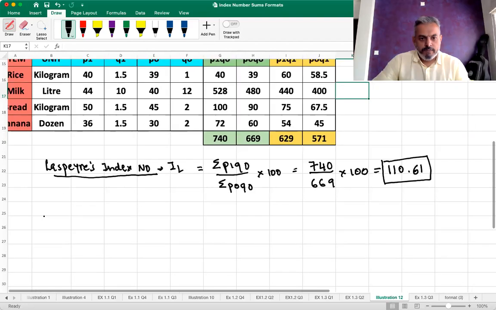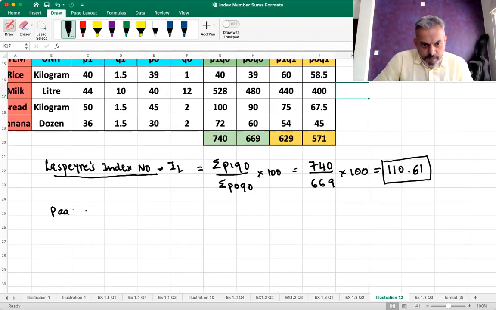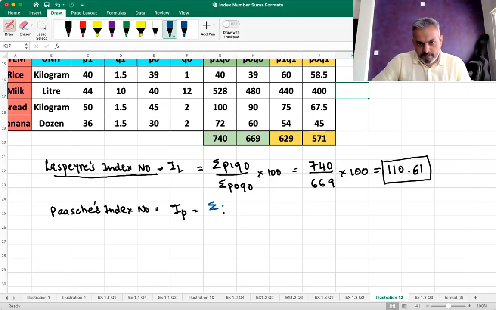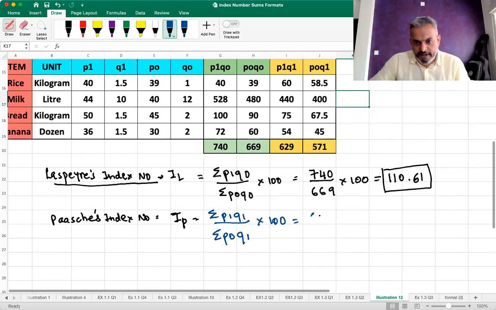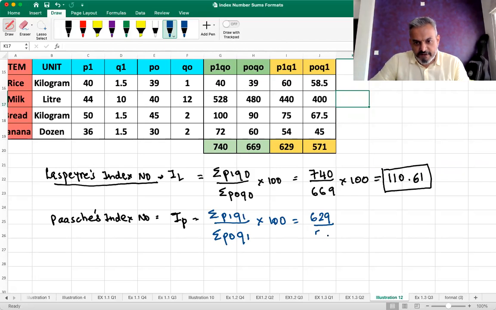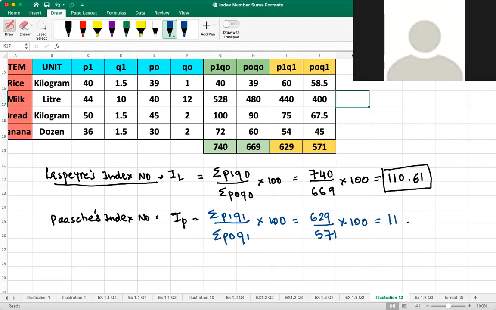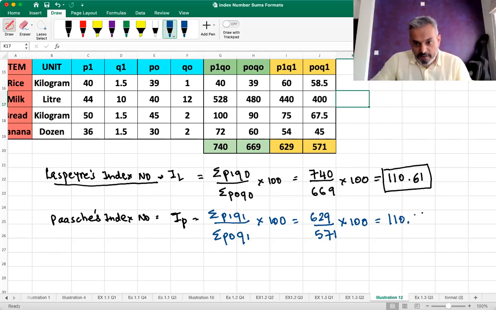Then Paasche's index number is equal to IP, which is equal to sigma P1Q1 upon sigma P0Q1 into 100, which is equal to 629 upon 571 into 100. 110.157, so 110.16.